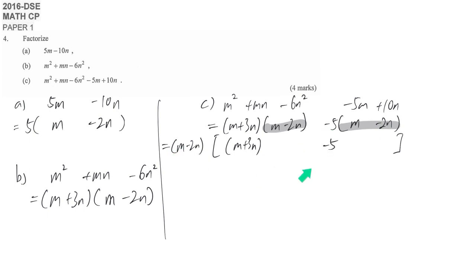After that, we try to tidy up, make it look better, and also remove this bracket because it's not necessary here. Outside this bracket is positive, that means unchanged when you remove it. It's still m and still positive 3n and minus 5. That's how you finish the question.